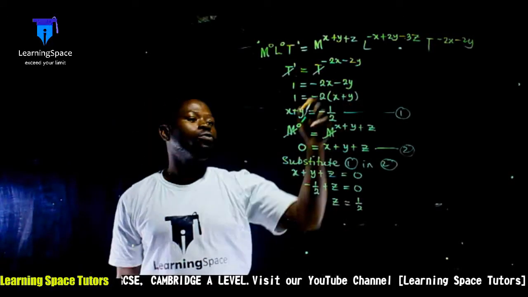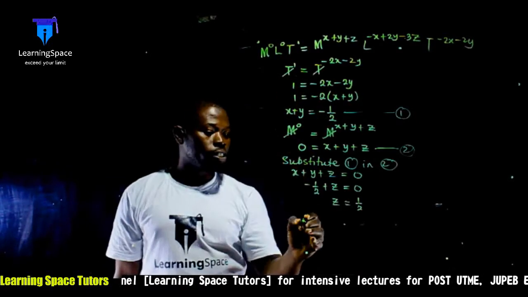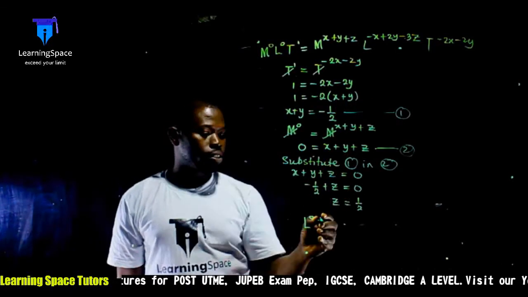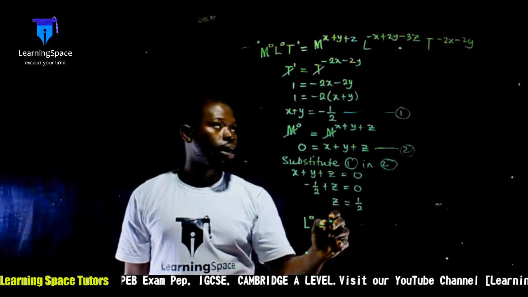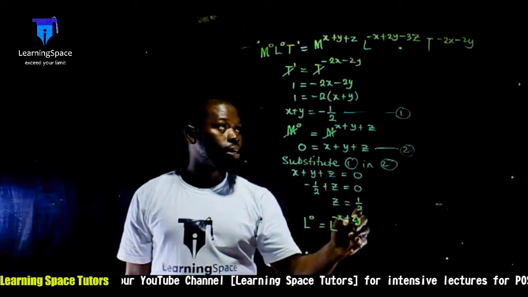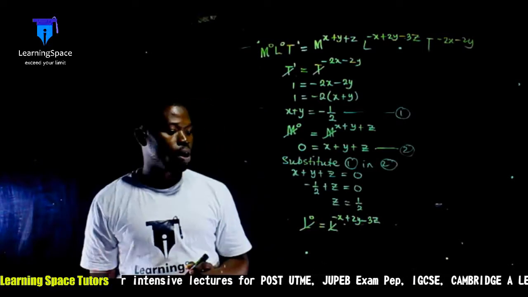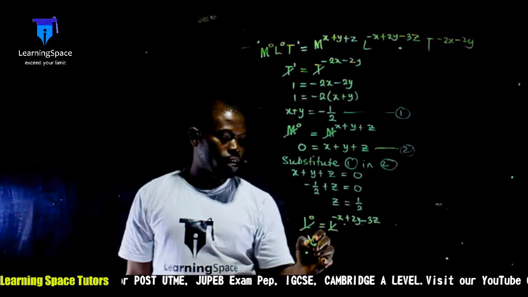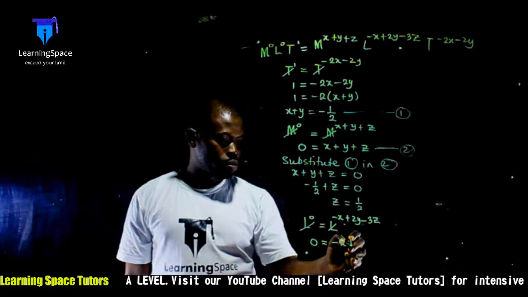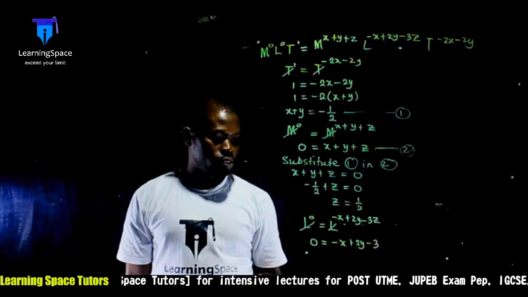Then we can now go for our L. Now for L, the power of L on this side is L^0, and the power of L on this side is L^(-x+2y-3z). You can cancel the base and equate the power. So if we equate the power, we are going to have 0 is equal to -x + 2y - 3z.